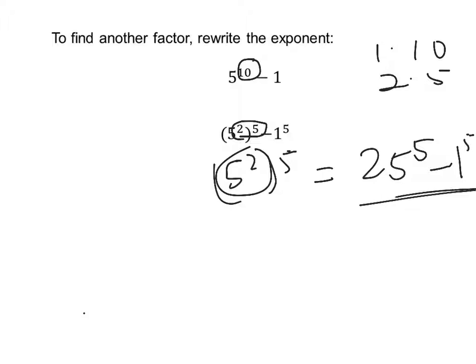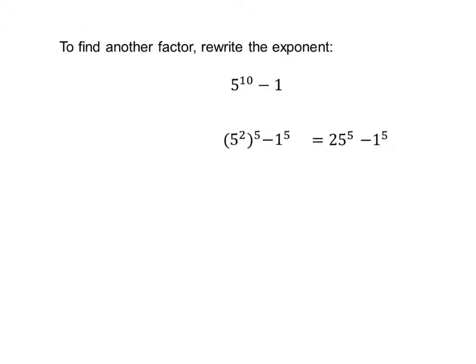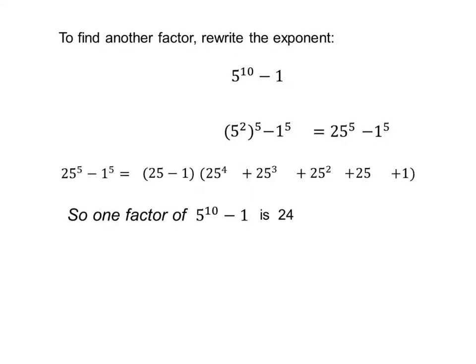So we now create another form from the original expression. From this, we got a new form, which will allow us to find another factor, which obviously you can see 25 minus 1 is 24. But we still have to write everything out. So this is a new form from the old form, and then we write it out. So everything is written out now.